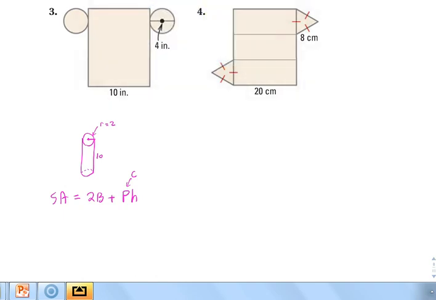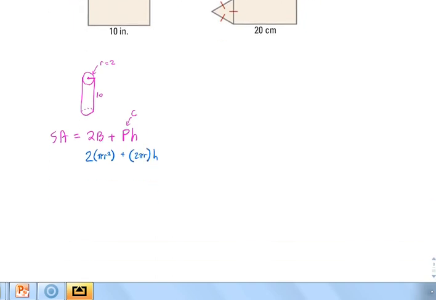Now I'm going to go in and plug in my formulas. Well, the area of a base is pi r squared. The circumference of the circle, or perimeter of the base, is 2 pi r. And then times h. So now I've got 2 pi 2 squared plus 2 pi 2 times height of 10. So that's 8 pi plus 2 times 2 is 4 times 10 is 40 pi. So I get that the surface area is 48 pi.